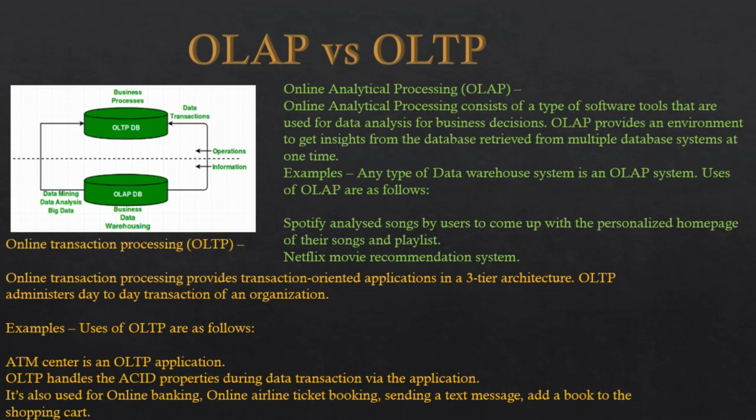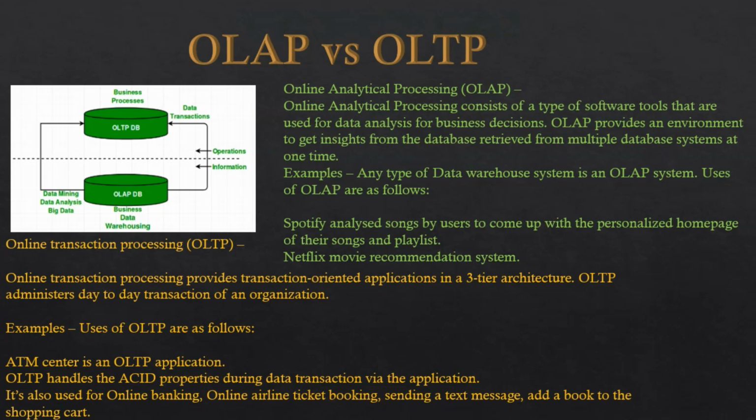Online banking, online air ticket booking, sending a text message, all these come under your OLTP. Guys, please try to understand that in any data project, data is coming from multiple sources. Then we apply our extraction and transformation and we load that data into our OLTP systems, that is the transactional systems. After that, once a particular period has passed, we will move that historical data into our data warehouses.